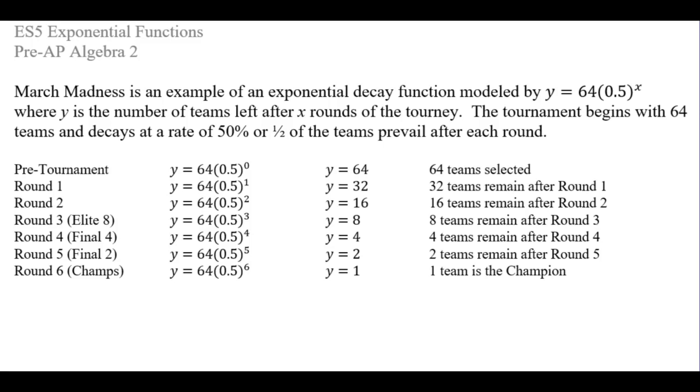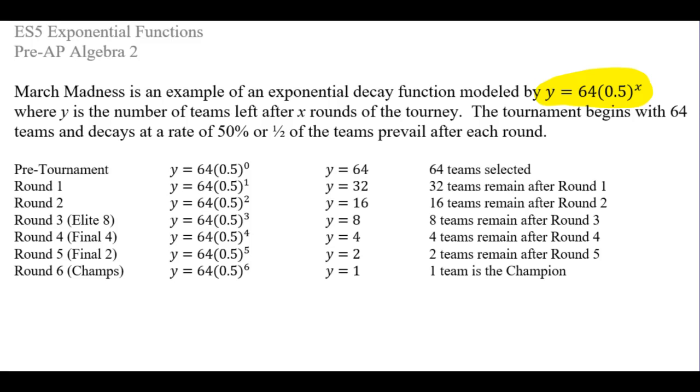So March Madness is an example of an exponential decay function modeled by this equation, and it's very similar to our M&M experiment. So this is the equation. What do you think the 64 represents? Yeah, the beginning amount, how many teams began. And then what do you think the B value represents? Yeah, the rate that they are growing or decaying. In this case, half and half and half and half, what's happening? It's decay, good. Raised to the x times or x rounds, okay?